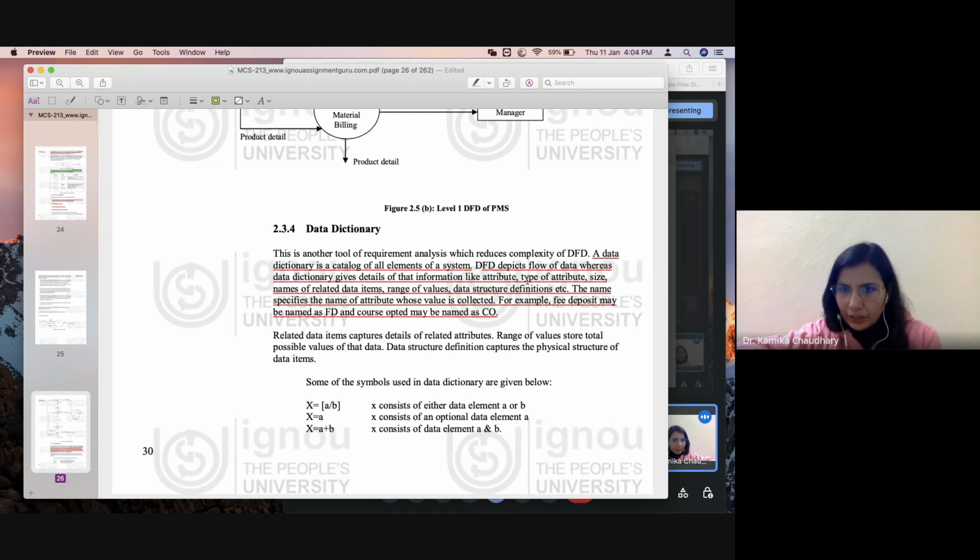So everything is written over here. It could be the attribute, the type of attribute, the size, the name of the related data items, the range of the values, the data structures, definitions, whatever. Whenever we have used any short form, that short form needs to be explained, and it is explained in the data dictionary. If you have any problem, just go to the data dictionary and check. If any attribute is used in your document and you don't know what it is, just check the data dictionary. If you want to know the type of the attribute, again go back to the data dictionary, right? That is basically the function of your data dictionary.